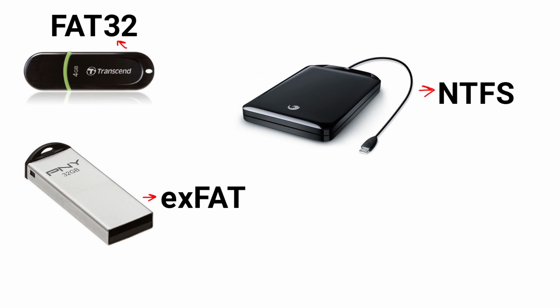Let's summarize. If you have a small card or drive, format it into FAT32. exFAT is recommended for larger flash drives, and experts say that it's not so hard on the media and extends its lifespan in comparison with NTFS. Meanwhile, large external hard disks should be formatted into NTFS.